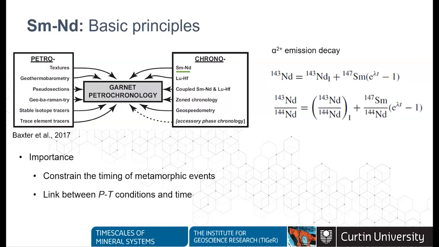So I'm going to talk about these two systems here. I'm not getting into details with this. I think too many people talk about it already. But as I said, the importance is just constraining the time of metamorphic events and linking these to different pressure and temperature conditions at a certain time.